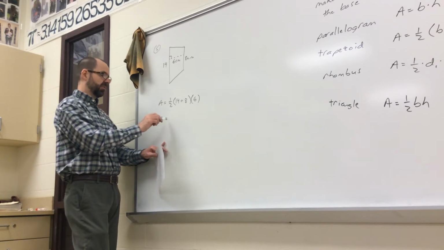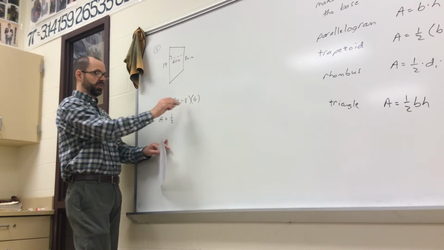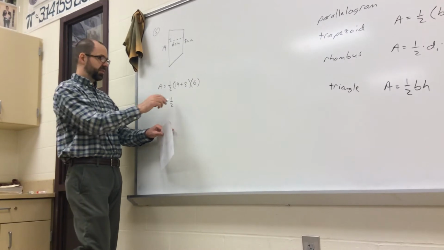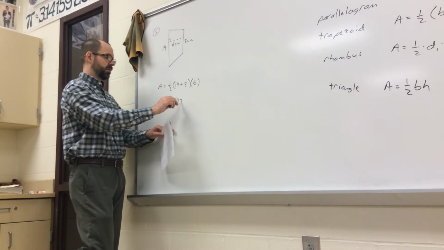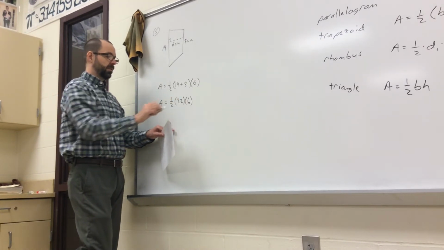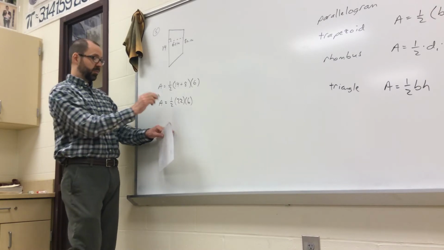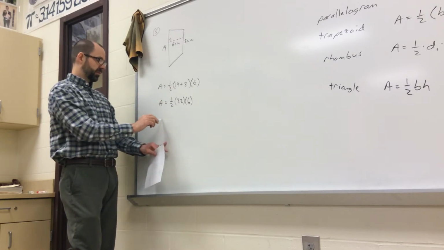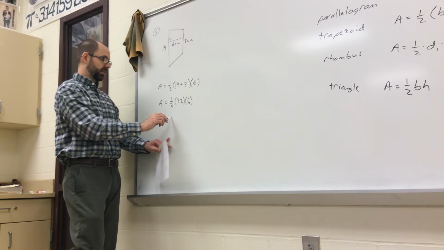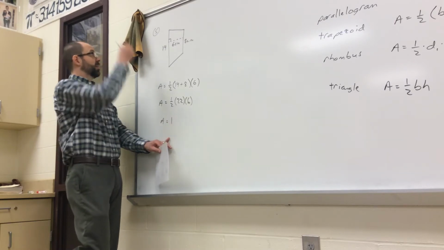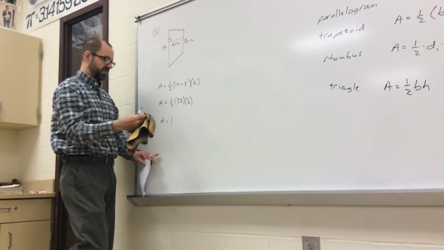All right, so then you just go from there. You do 14 plus 8 first because that's in parentheses. And then you just take 1/2 times 22 times 6. And you get 66 square centimeters.